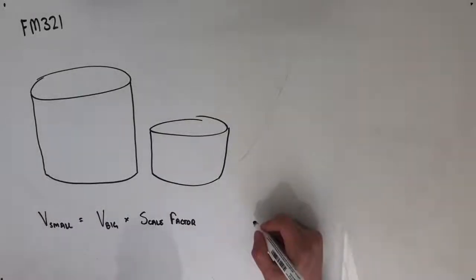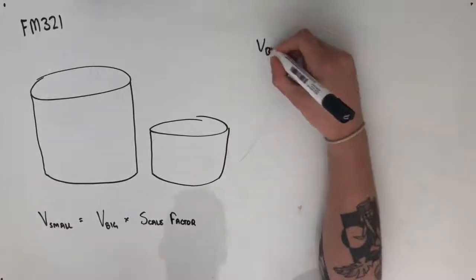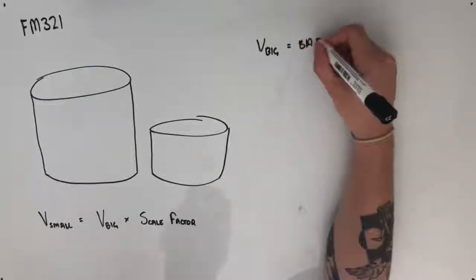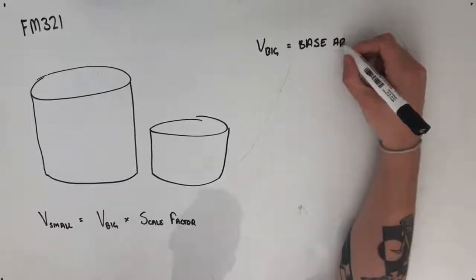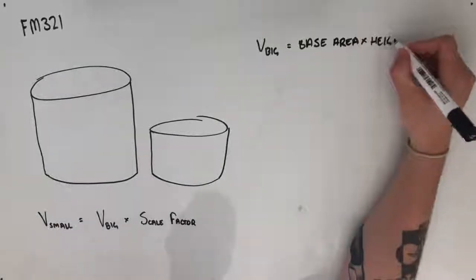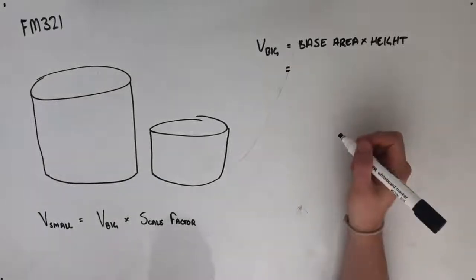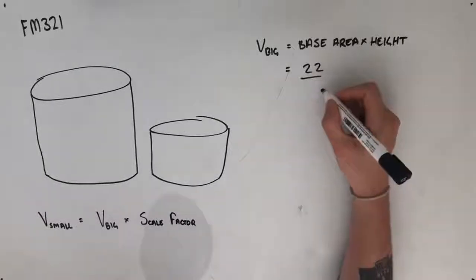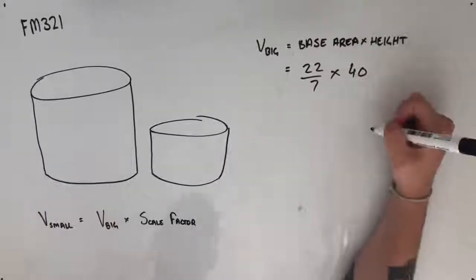Okay, so breaking this question down a little bit, we're going to start with the volume of the big cylinder. So of course we can find the volume of any prism or cylinder, that kind of thing, by finding the base area or the area of the face, and then multiplying that by its height. So to find the volume of the larger cylinder, we're going to take its base area of 22/7 square centimeters and multiply that by its height of 40 centimeters.